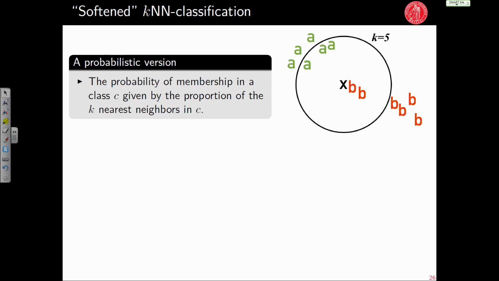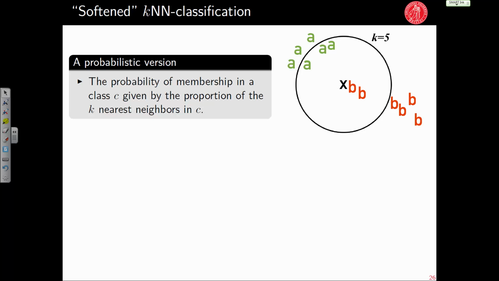We want to classify X, and we are working with 5 nearest neighbors. So in the KNN algorithm that we just introduced, the class of X will be A, right? Because we have 3 neighbors of class A and 2 of class B. The majority class is A.